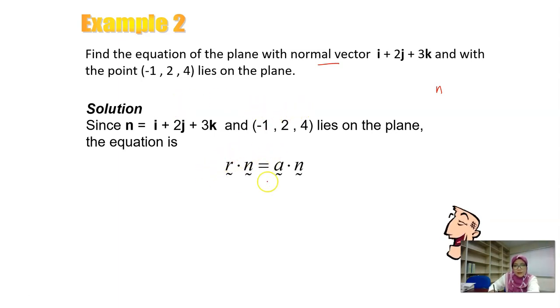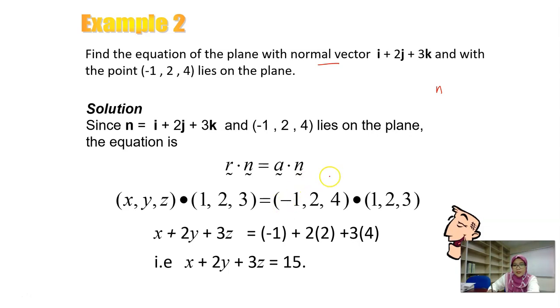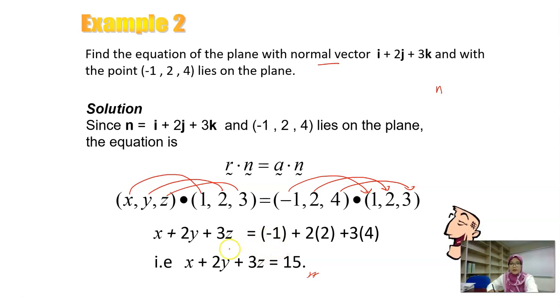So using the general formula, r · n = a · n. r is always (x, y, z), and n is (1, 2, 3), here also (1, 2, 3), and a is (−1, 2, 4). Then you multiply: −1 × 1, plus 2 × 2, plus 4 × 3 = 12, and you get 15. So the left side is 1x plus 2y plus 3z. Then you get the equation of your plane, right?